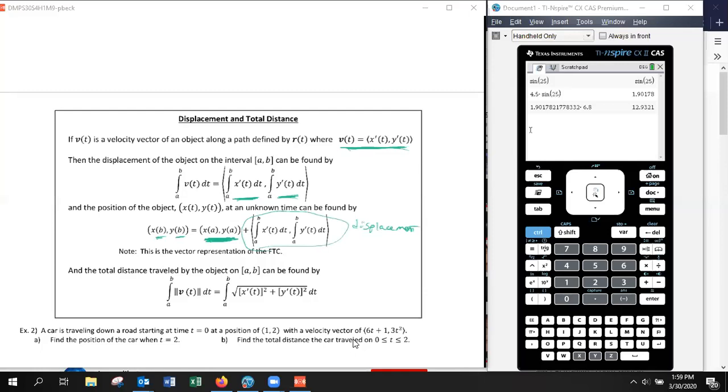And then the total distance, which if you notice, that's what I've been kind of referencing this entire time. The integral of the magnitude is distance.